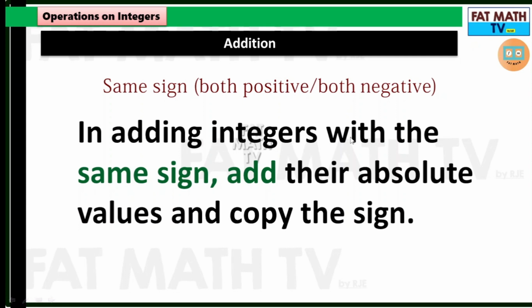So in adding integers with the same sign, that means to say both of them are positive or both are negative, what you do is you add the absolute values, and if two of them are positive, your answer is also positive. And if both of them are negative, your answer is also negative.